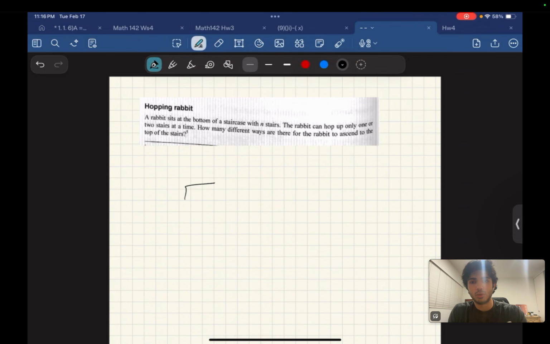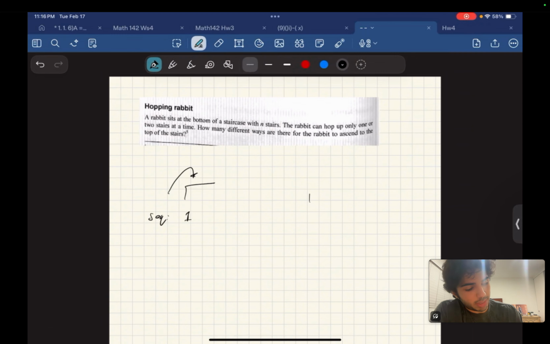How many different ways are there for the rabbit to get to the top of these stairs? Well, what are its options? It can only go up and choose to do a one stair hop. It can't do a two stair hop because it'll miss, right? It can't two stair hop when it's one stair before the ending. Okay. This sequence is 1. It took a one stair hop and that's it.